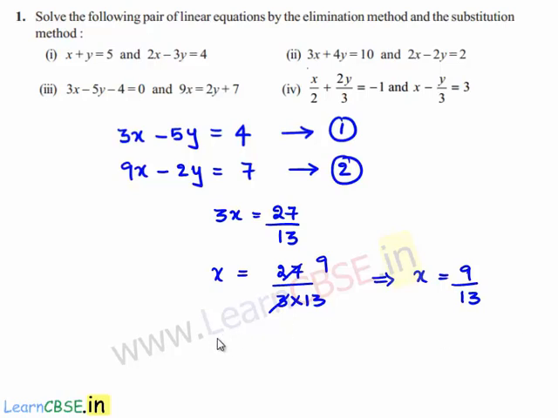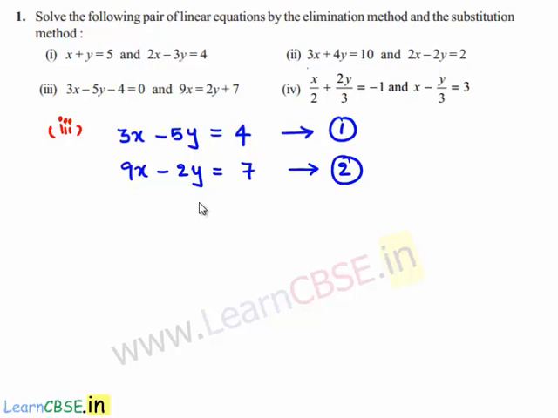And we have found the value of y to be minus 5 by 13. Therefore the given solutions for the pair of linear equations are x is equal to 9 by 13 and y is equal to minus 5 by 13.